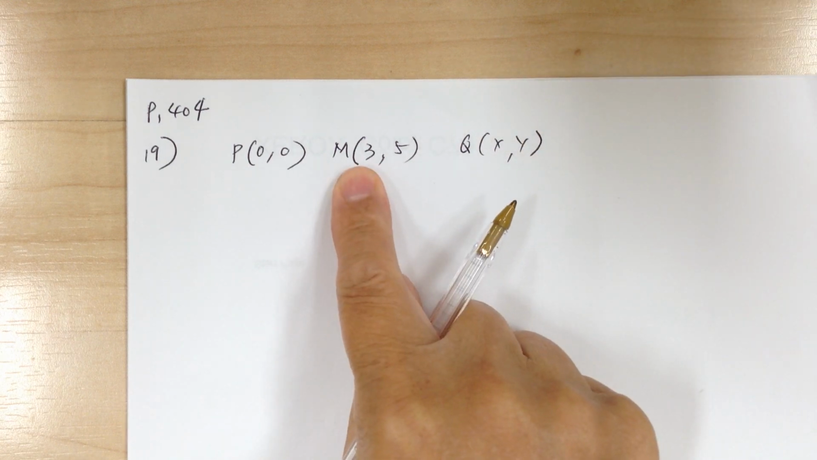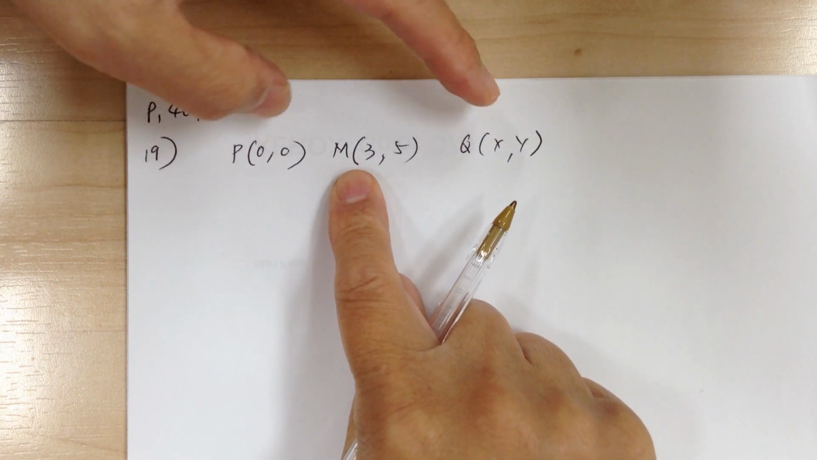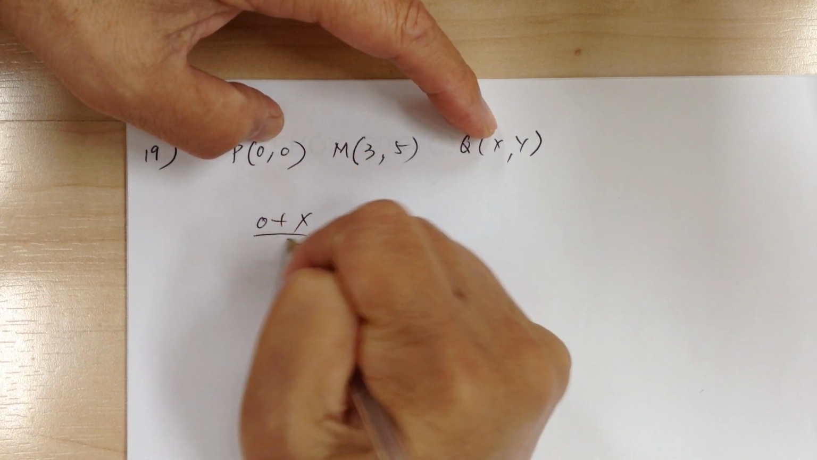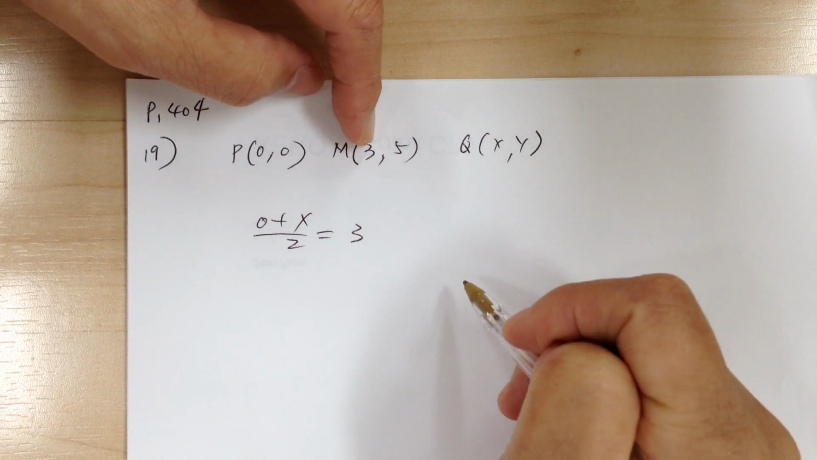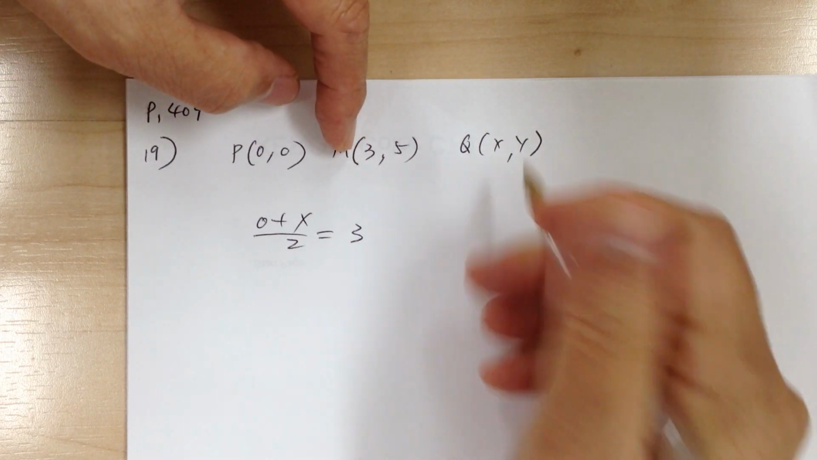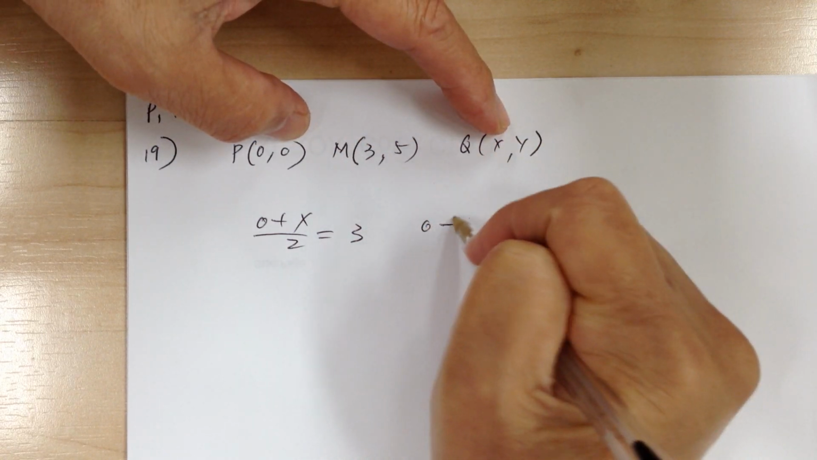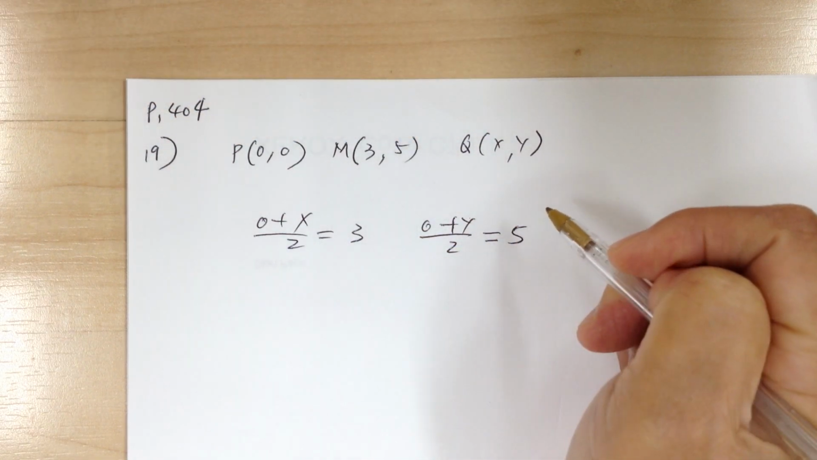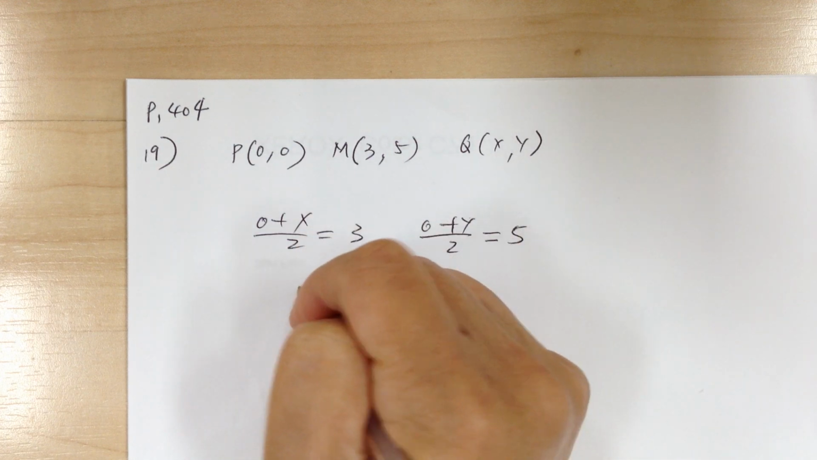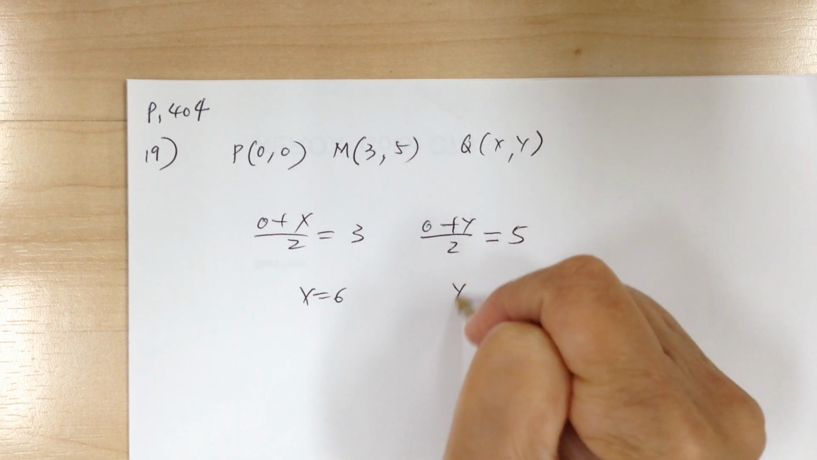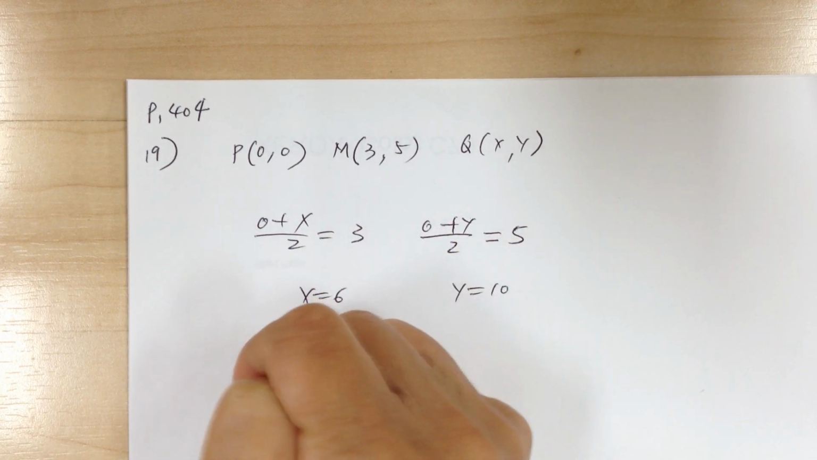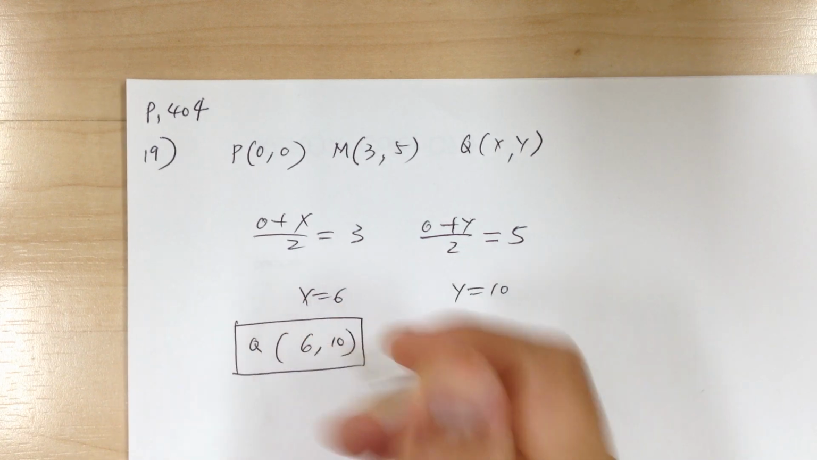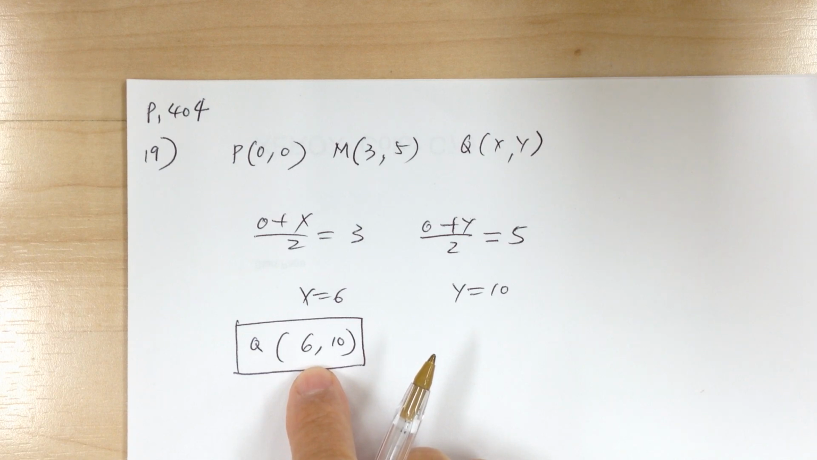Okay, so this is the midpoint, so this came from the average of the two. Basically what you have is 0 plus x divided by 2 equal to 3. Again, you average this, you get a middle point. Same thing over here, 0 plus y divided by 2, and the average will give you the 5. Then you cross multiply, so x equal to 6. You cross multiply, y equal to 10. So the point Q is going to be at 6, 10. Now this is a coordinate, so make sure you put in the parentheses.